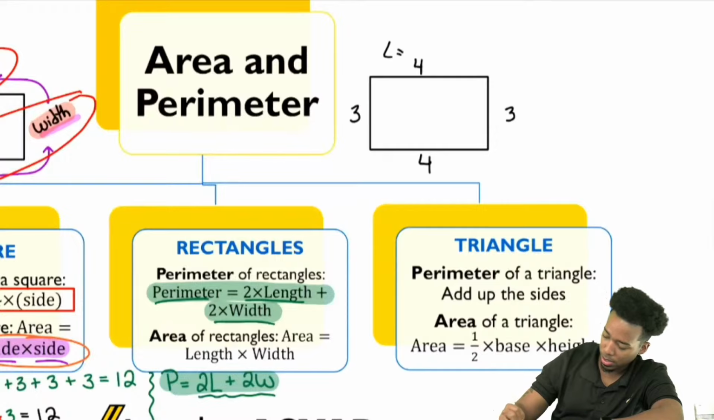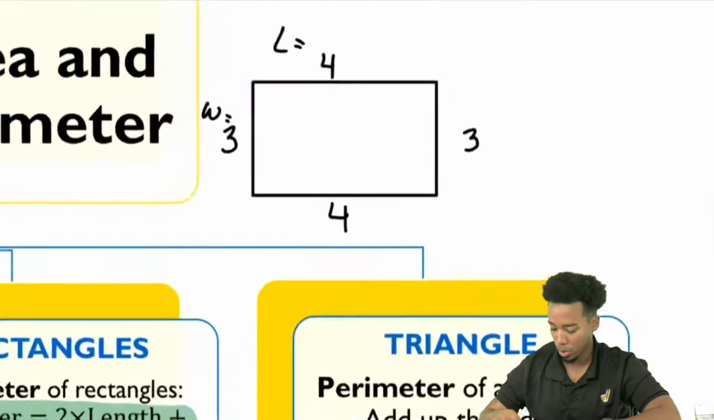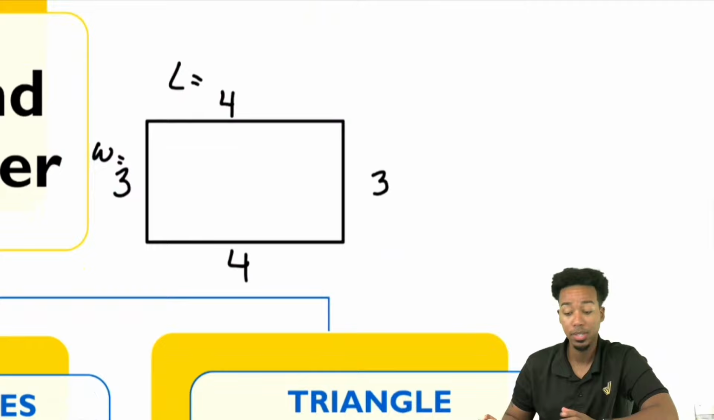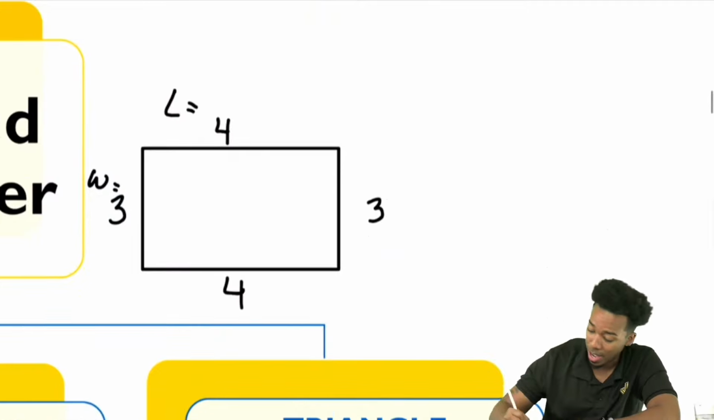So here's my length and here's my width. Let's go ahead and work on this one real quick, just the perimeter. Everybody, we can go ahead and do it a couple different ways. One, we can straight up just add everything up. So let's just go ahead and do it straight up.